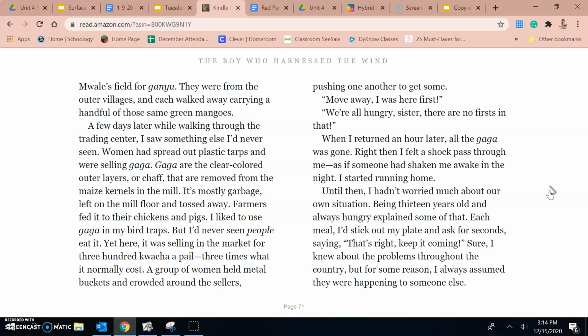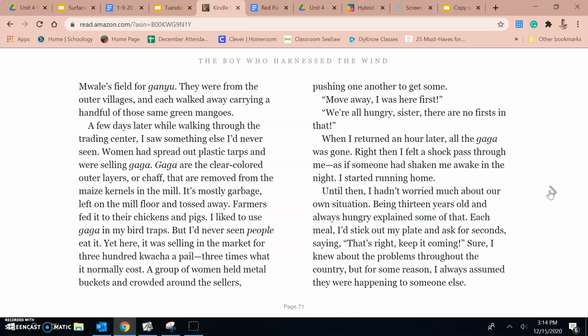A few days later, while walking through the trading center, I saw something else I'd never seen. Women had spread out plastic tarps and were selling gaga. Gaga are the clear-colored outer layers, or chaff, that are removed from the maize kernels in the mill. It's mostly garbage left on the mill floor and tossed away. Farmers fed it to their chickens and pigs. I like to use gaga in my bird traps, but I had never seen people eat it.